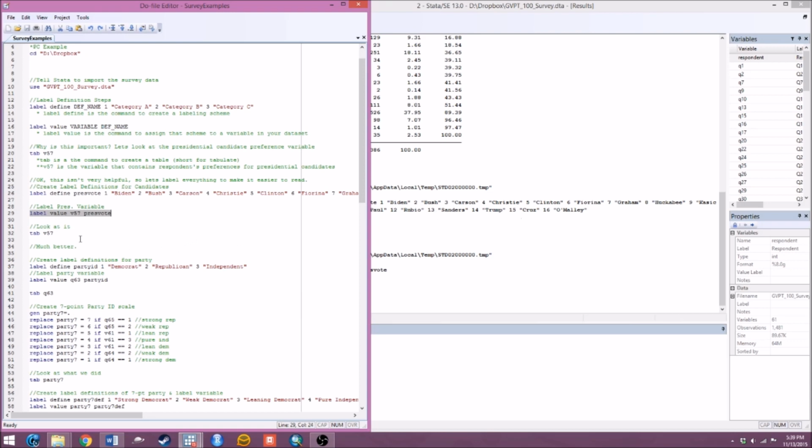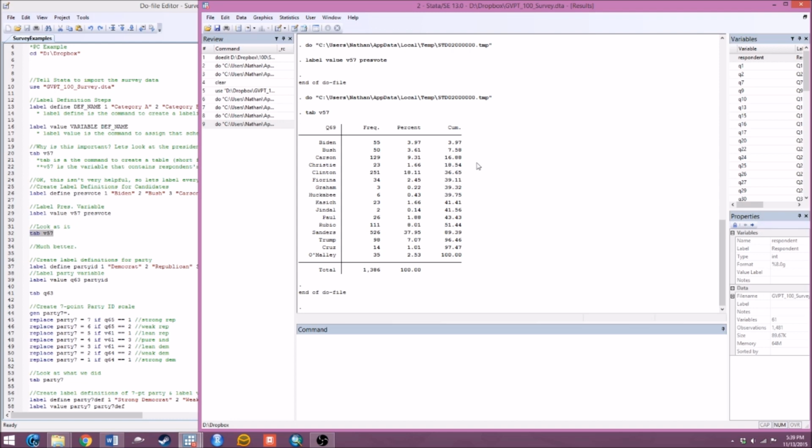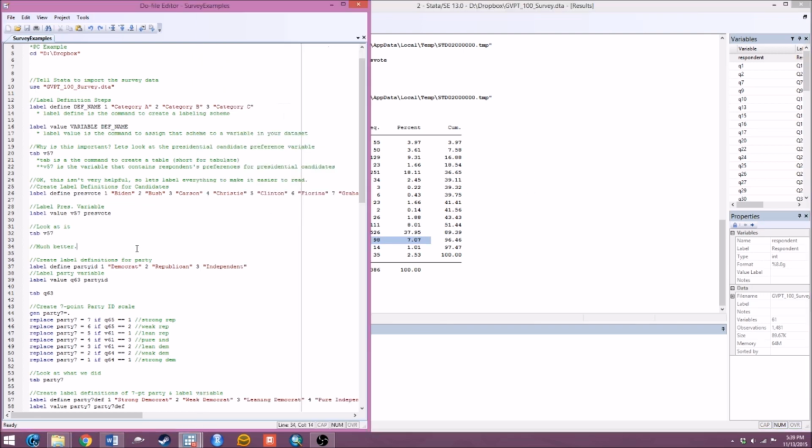Okay, so it's assigned, and let's look at it again. Alright, so that is much nicer to look at, right? We can immediately see who each of the candidates are, the number of times someone chose they would support them, and a percent. So 18% said they would support Clinton, almost 4% said Biden, 7% said Trump, etc.